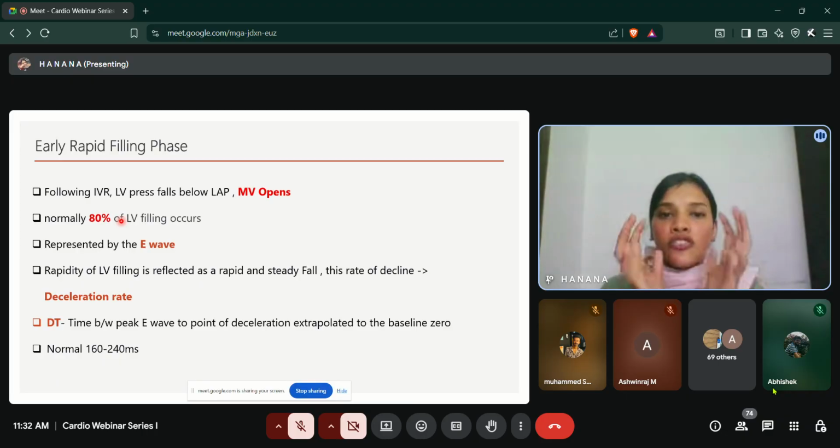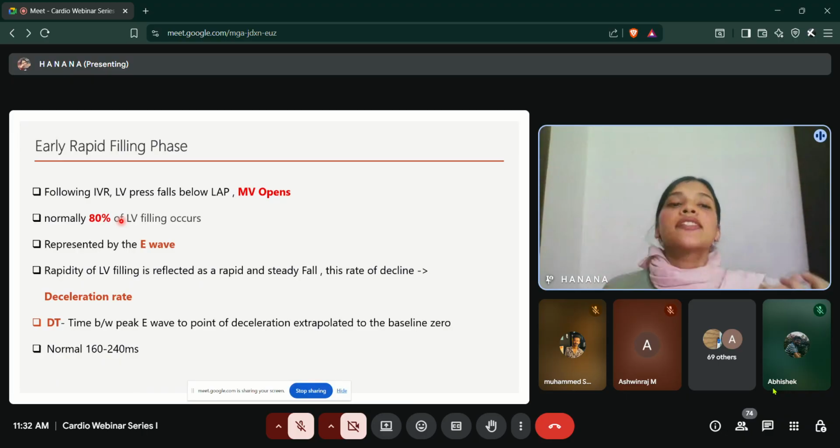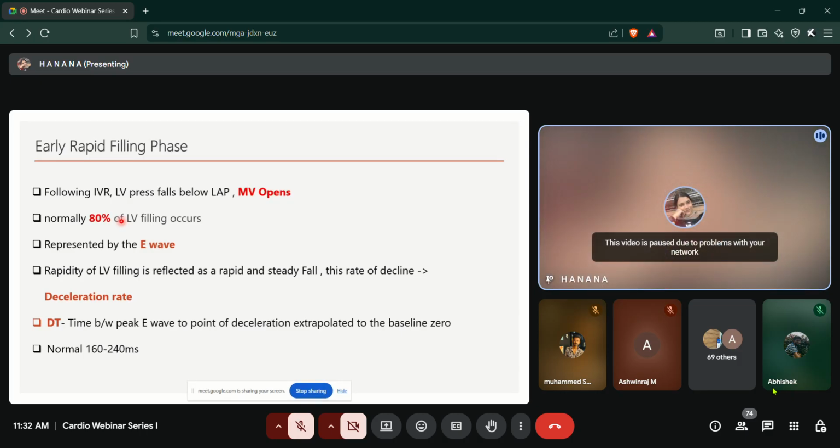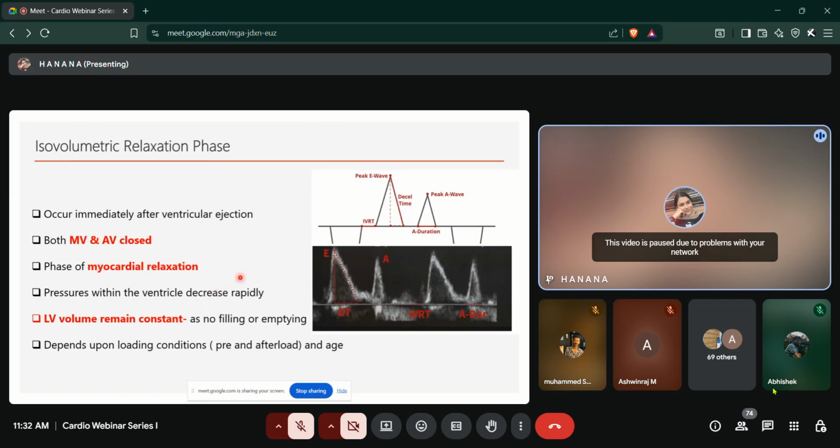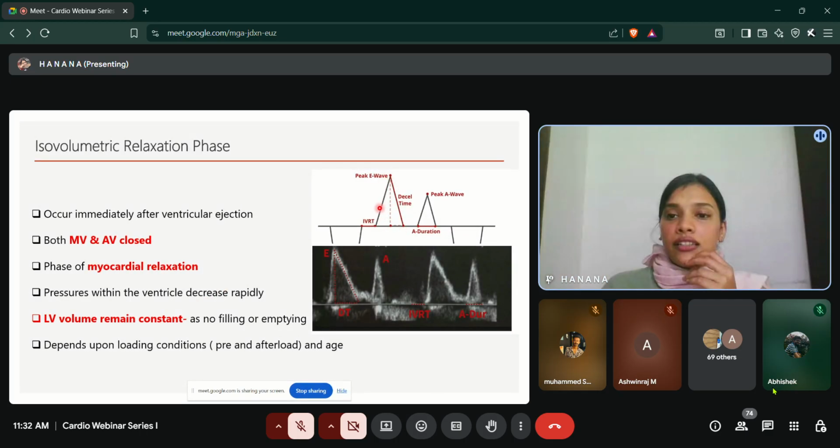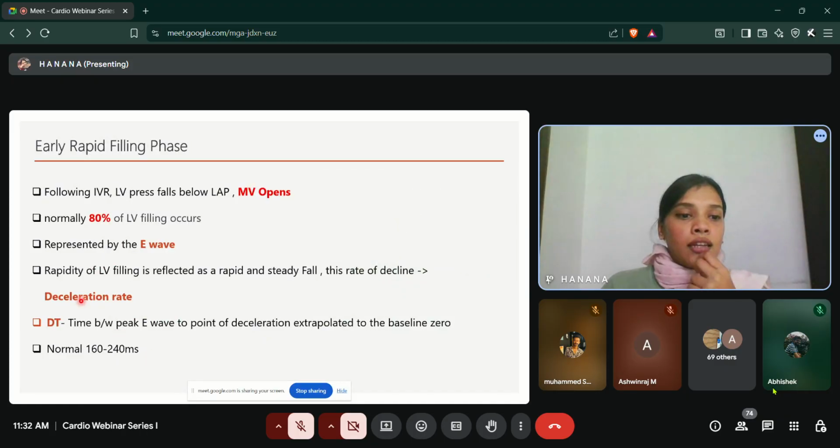So if the diastole has given us 100% volume, 80% of it, which means a majority of the blood, is pushed into the ventricle in this phase, and it is represented as an E wave. Here we saw an E wave, and this is what happens in the early rapid filling phase. And the rapidity of the LV filling is reflected as a rapid and steady fall. This rate of decline is called deceleration rate.